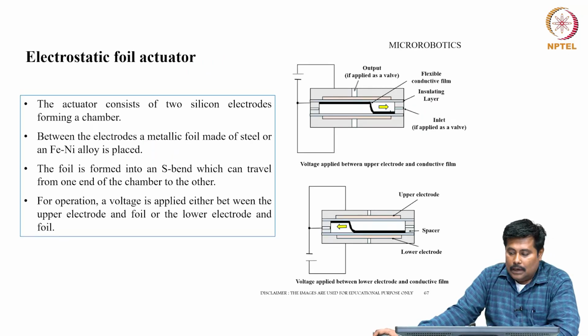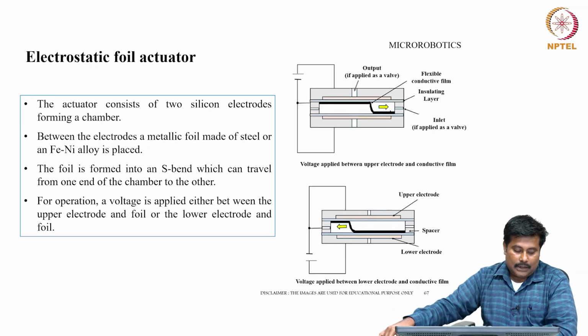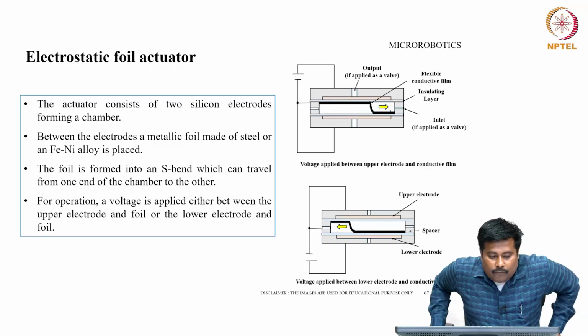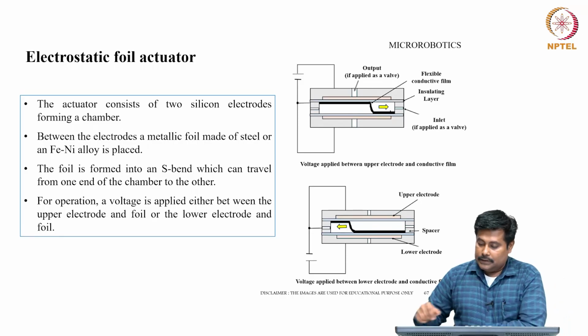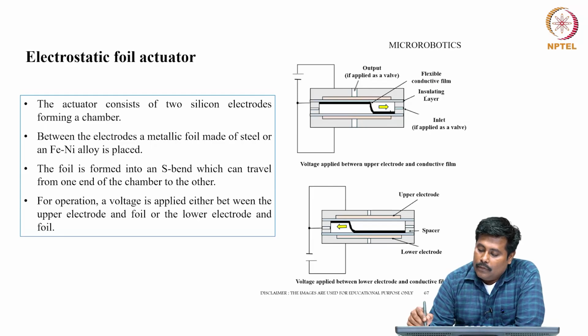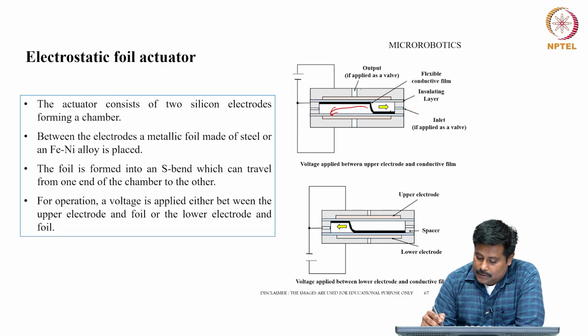Now let us discuss the other set of electrostatic actuators which are commercially used. One such electrostatic actuator is called an electrostatic foil actuator. If we closely observe the overall configuration, it is a kind of valve where there is a flexible conductive film and two insulating layers. When a voltage is applied appropriately, this flexible conducting film will take a shape that helps in opening and closing of the valve.